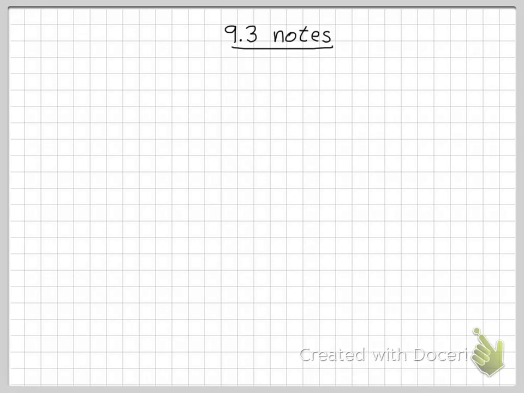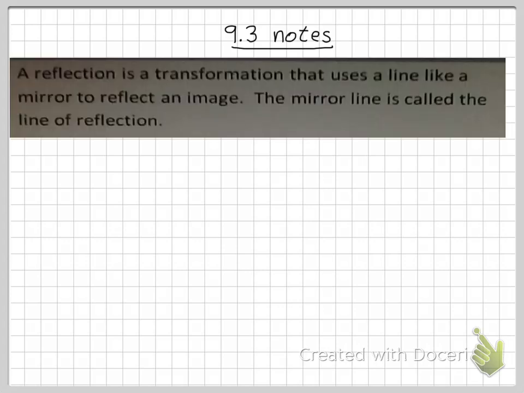Hello, so you may remember from a previous lecture that there are three main types of transformations. We already went over one of them, a translation, and today we're going to go over reflections. A reflection is a transformation that uses a line like a mirror to reflect an image. The mirror line is called the line of reflection.